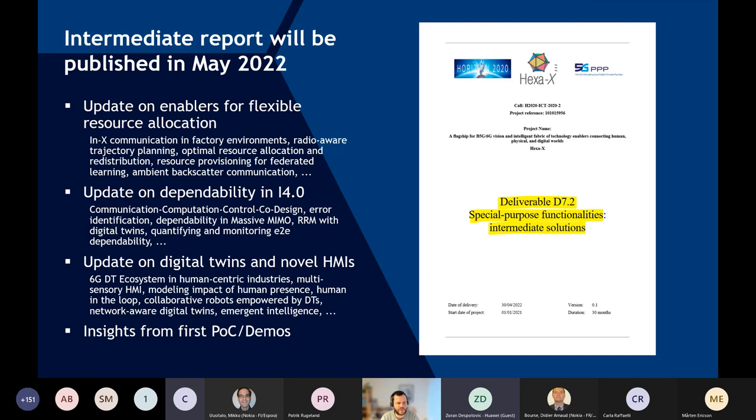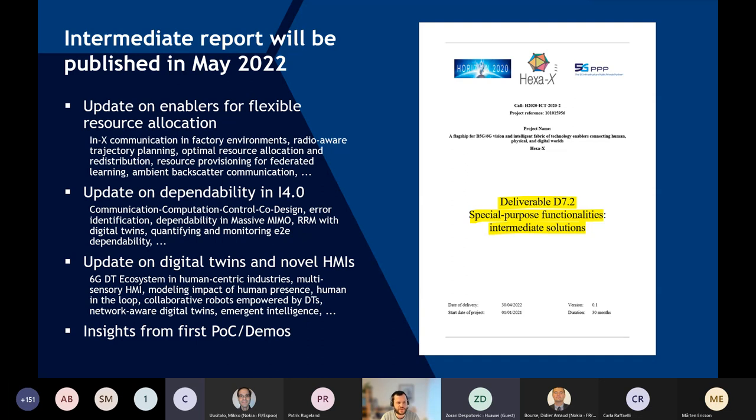So we look for the flexible resource allocation. We look into in-X communication factory environments, which basically describes also interaction with on-machine networks and local networks in a factory environment. We look into this radio-aware trajectory planning that I already mentioned, into general mechanisms for optimal resource allocation, resource provisioning for federated learning, so also a close link to Work Package 4 on AI here, and on ambient backscatter communications, and many more aspects which are going to be detailed in this upcoming deliverable.